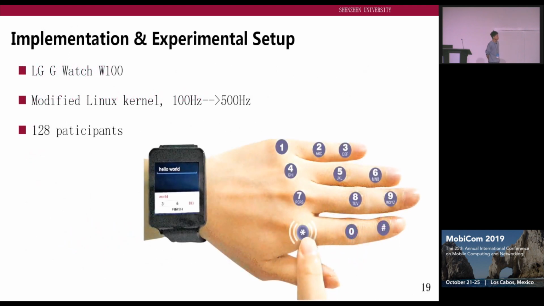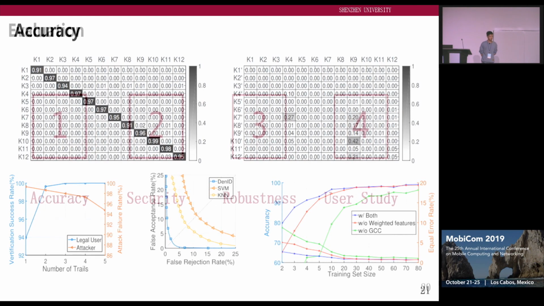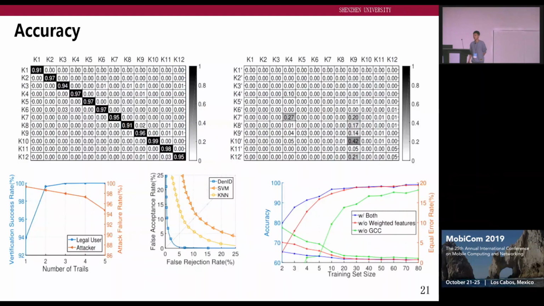We implement this system with an LG G Watch smartwatch. We also modify the Linux kernel and improve the sampling rate from 100 Hz to 500 Hz, so we can extract more features. And the experiment includes 145 participants. And then I will evaluate this system in 4 parts: accuracy, security, robustness, and the user study. Firstly is the accuracy. It is quite high, 95%, and the figures below are the evaluation of the technical details.